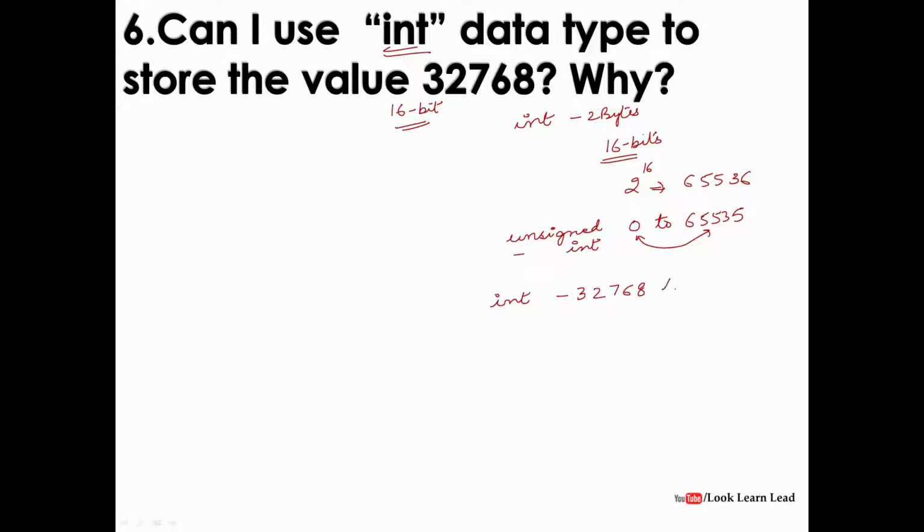32768 to plus 32767. Here in the case of the positive side, we have a 0 also, so 0 is included over here. So it is still 7 only. So the answer would be no. If it was unsigned int, the answer would have been yes. But here it is integer, so the answer would be no. Let's move to the next question.